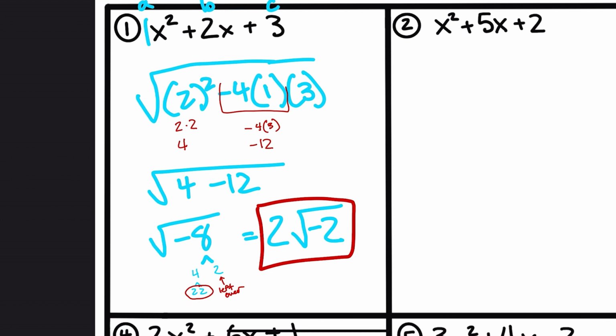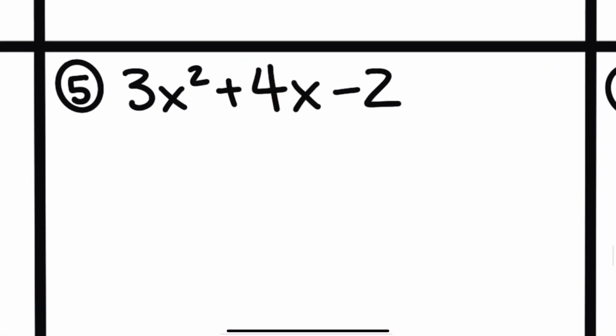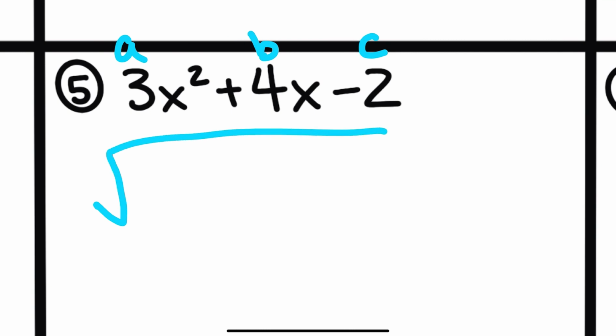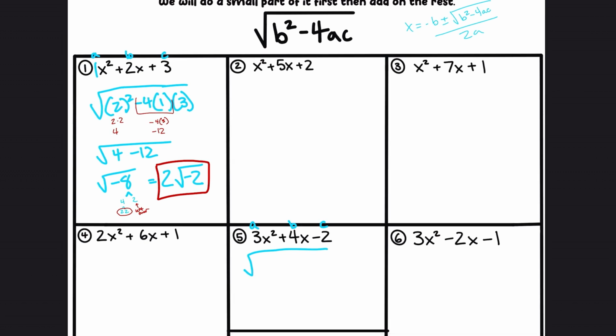Let's do one where A is not equal to 1. Let's do number 5. Because in this question, it looks like my A is going to be 3, my B is 4, and my C is going to be -2. Okay, so again, I'm going to take my letters and I'm going to put those into my formula. Again, that formula is at the top. That formula said that we needed B squared. So looking at this, my B is 4. So I'm going to do 4 squared.